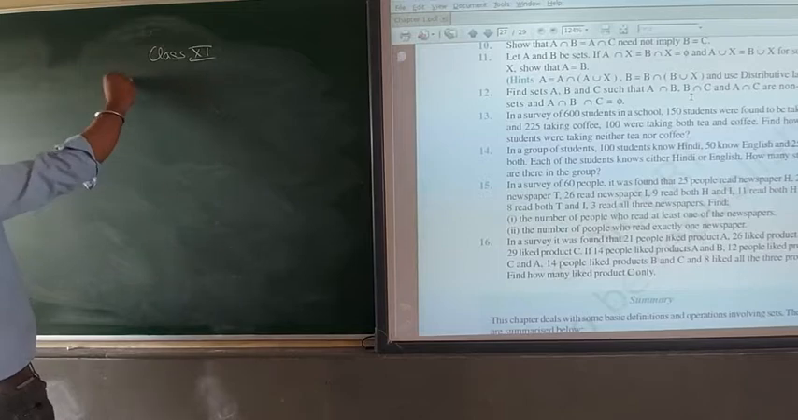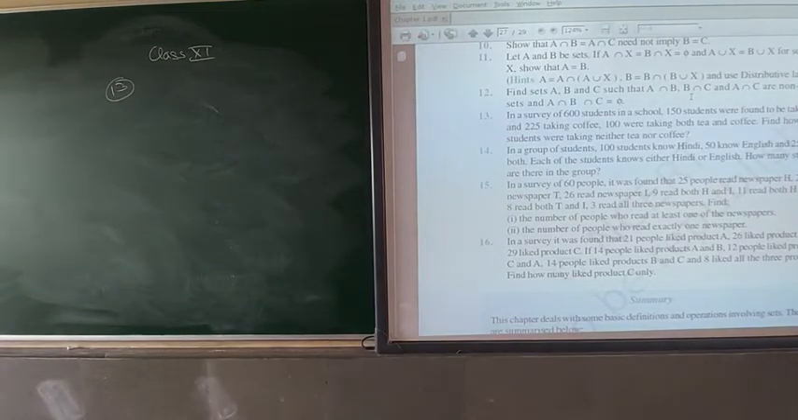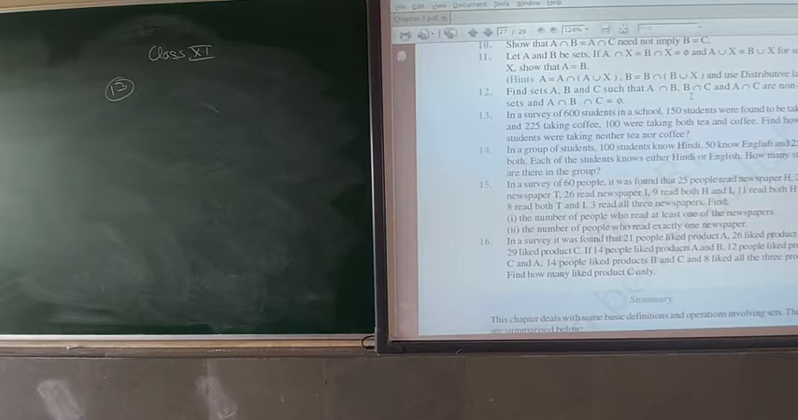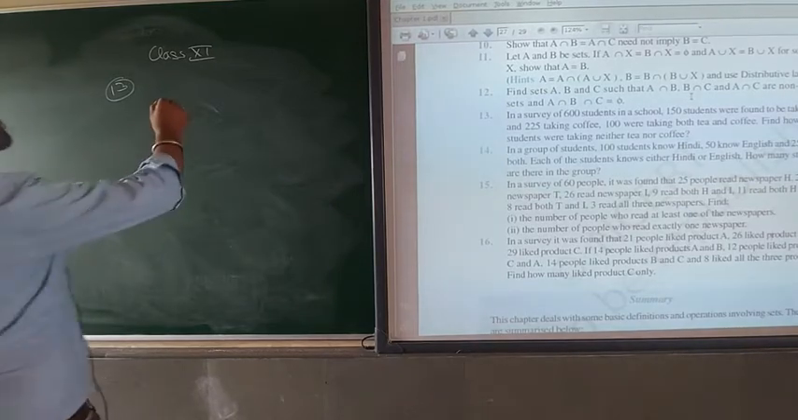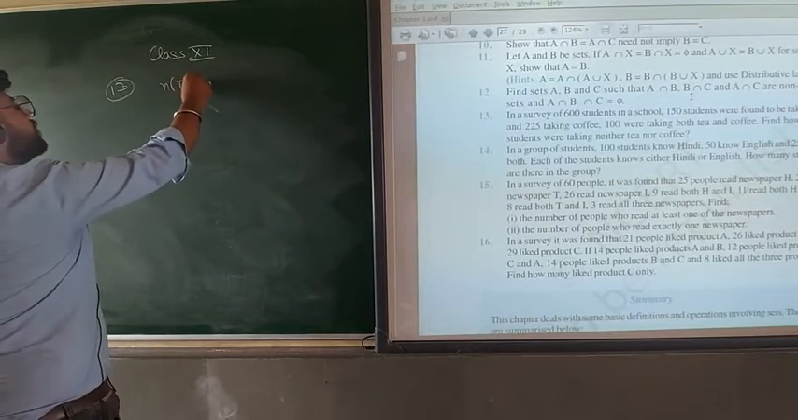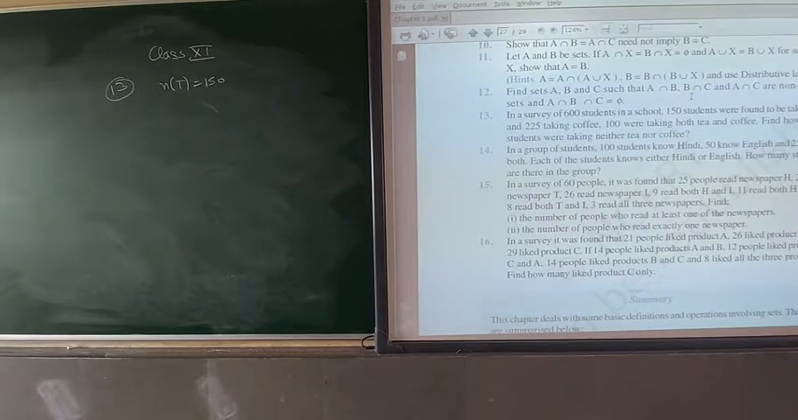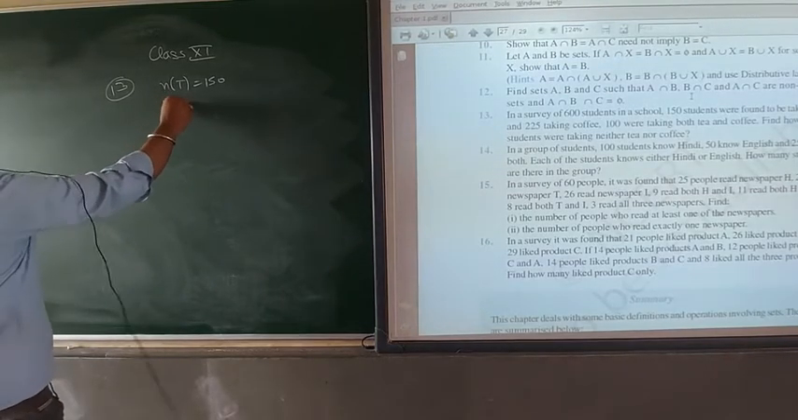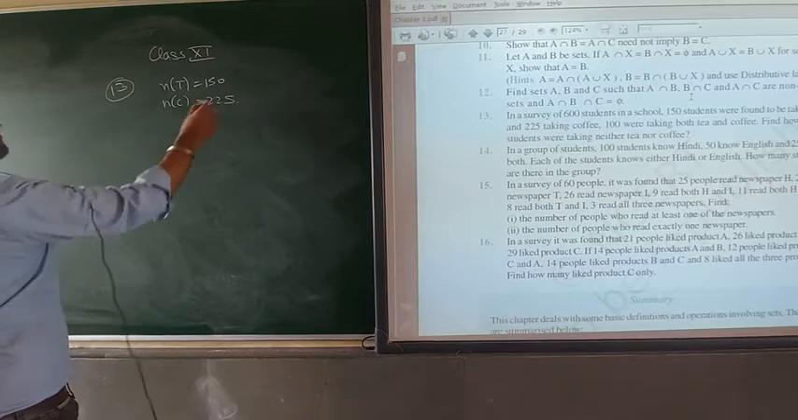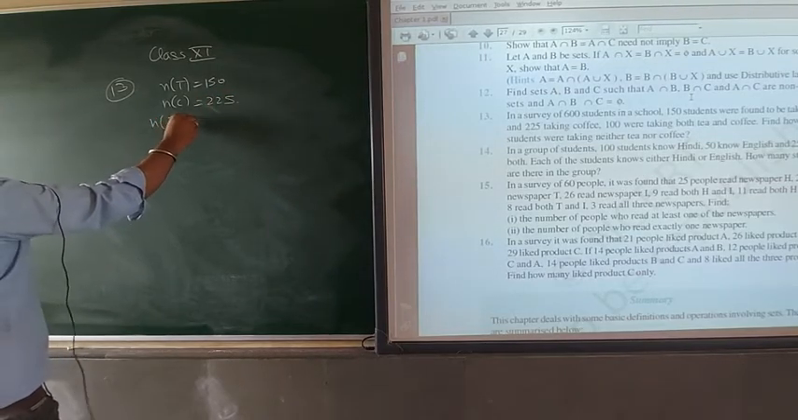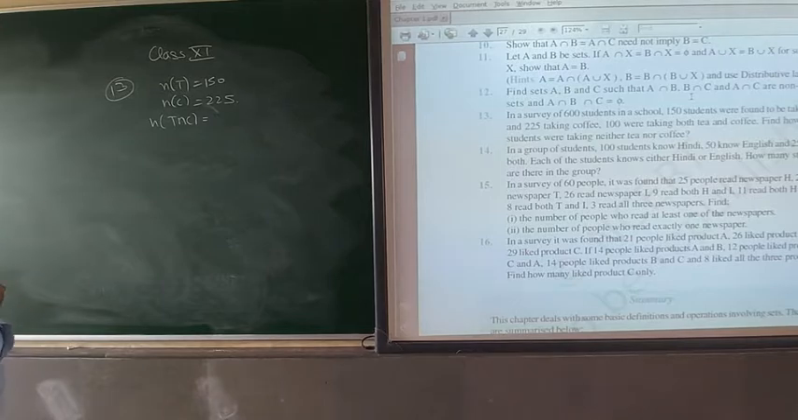So see the question number 13. Now it is given that the tea students are 150, the coffee students are 225, and those taking both tea and coffee, meaning the intersection, is 100.